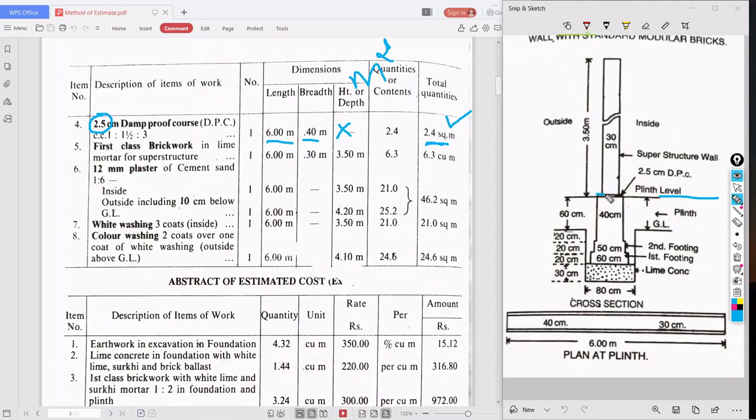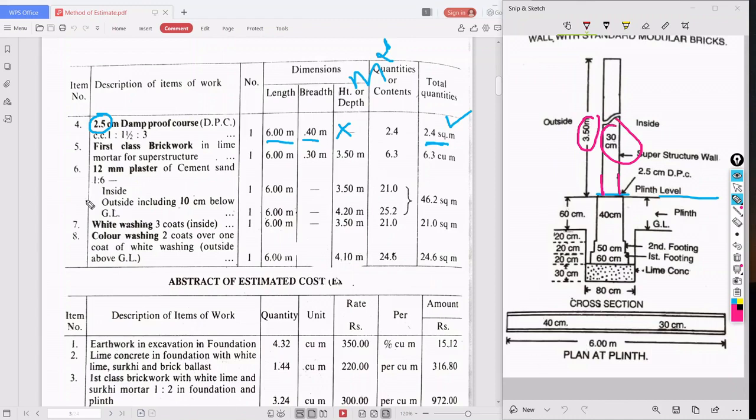So after DPC, what is there? There is a wall. What is the breadth of the wall? That is 30 centimeter. What is the height of the wall? It is 3.50 meter. Breadth is 30. So what is the length? Length will be the same, that is 6 meter.